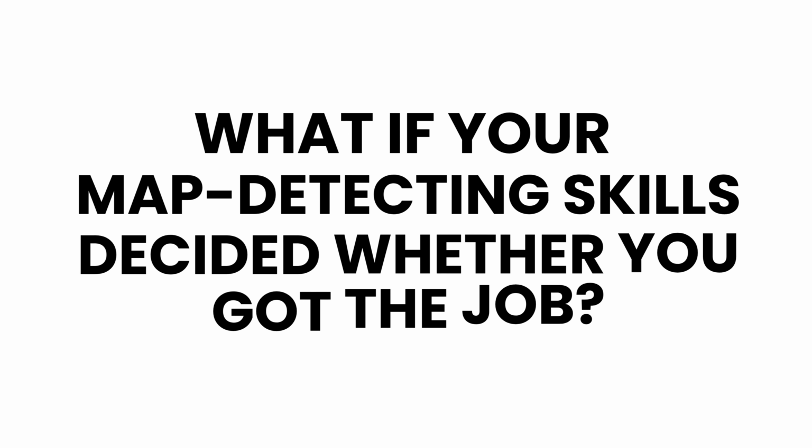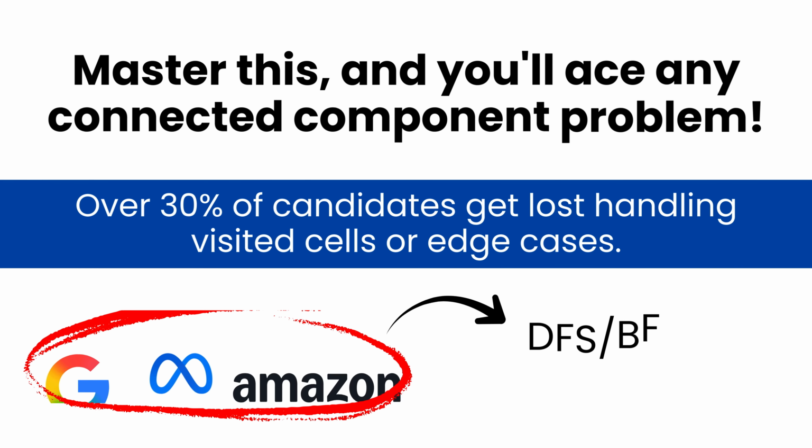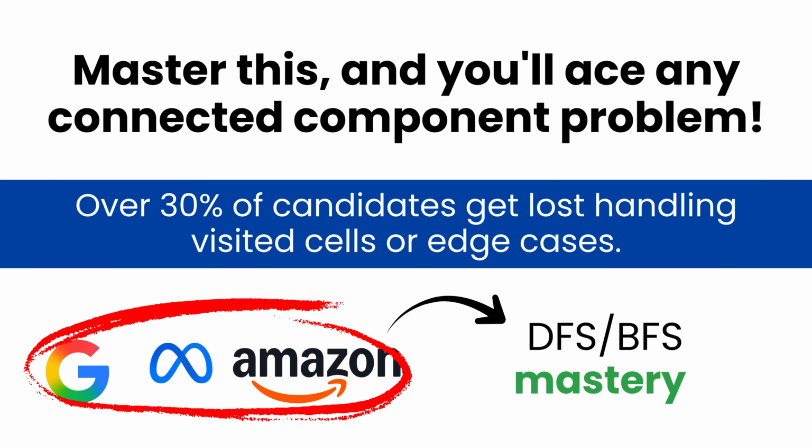What if your map detecting skills decided whether you got the job? Number of Islands is a pattern mastery 100 must-solve, and a recurring favorite at Google, Meta, and Amazon for grid DFS/BFS mastery. Over 30% of candidates get lost handling visited cells or edge cases. If you can handle this, you'll be ready for any connected component problem in an interview.